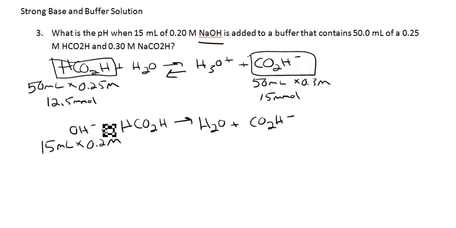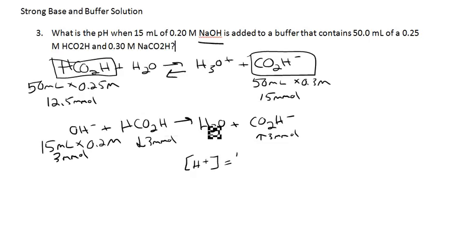And then we can figure out the amount of OH that's been added by doing 15 milliliters times 0.2 molarity, which gives us 3 millimoles of the hydroxide ion. And so this is going to go down by 3 millimoles, and this is going to go up by 3 millimoles. And so the buffer equation is the hydrogen concentration equals the Ka times the acid over the base.